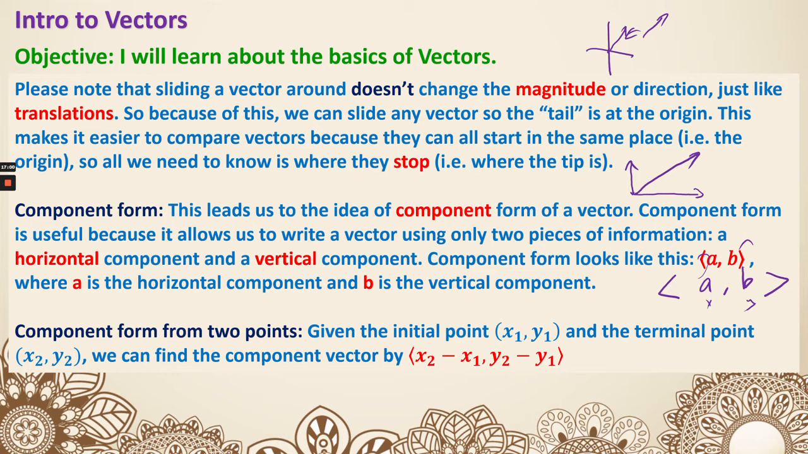Component form from 2 points. Given these 2 points, (x1, y1) and (x2, y2), if we want to find a component vector, it's going to be <x2 minus x1, y2 minus y1>. It has to be in that specific format. It's basically terminal minus initial. That's how it's supposed to be. And if you recall, when we learned about using the formula to find slopes, this is basically what we did. We did y2 minus y1 over x2 minus x1. That's how we found slope. So this is very similar, but it has to go in this very specific order.